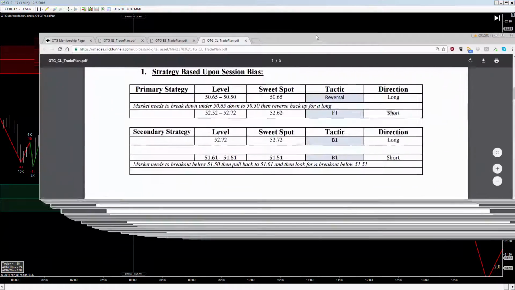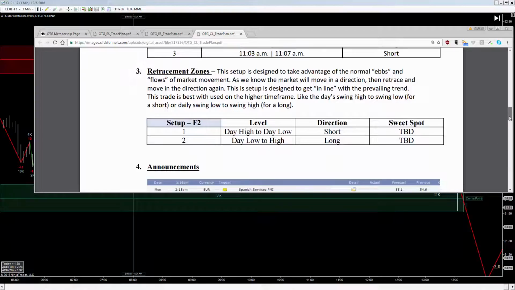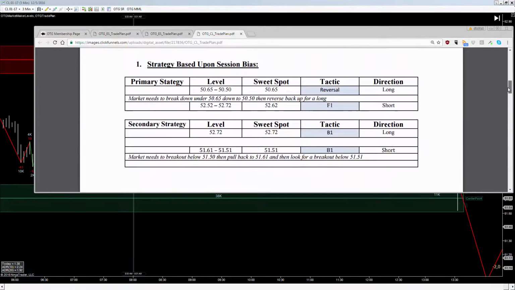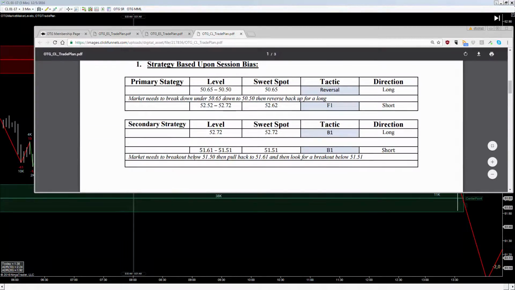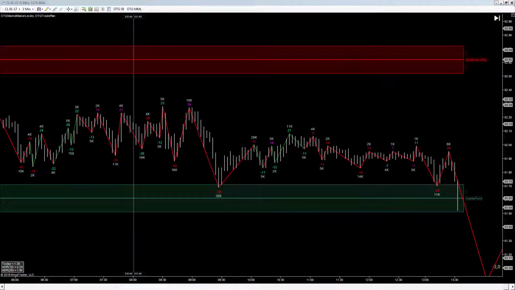But what I really want to draw your attention to is that we said that the market, the trade plan, short. Now again, the market maker levels ideas are on your trade plan. That's something that we look at. But the primary or the secondary strategy here that we were talking about today: market needs to break out below 51.50, pull back up to 51.61, and look for a breakout again underneath that level of 51.51. So the market did eventually come down to this 51.50, and we're going to talk about that. You're just looking for a little bit of a pullback. 61 would have been the ideal scenario, but really all you're looking for is a little bit of a pullback.